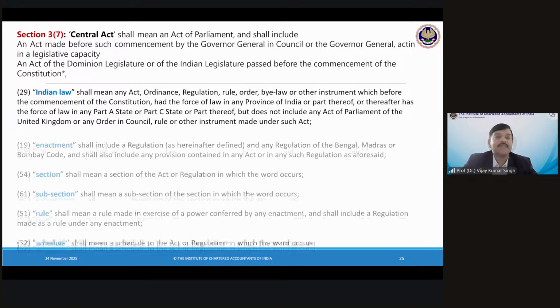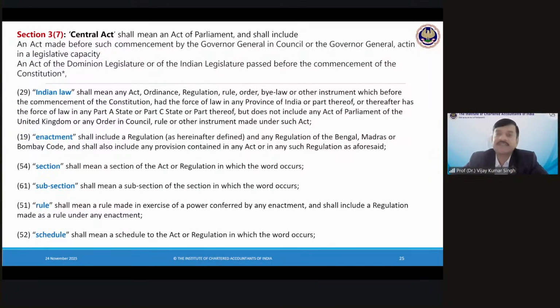Okay. Then there are other definitions, like for example, 319 defines enactment, and it says enactment shall include a regulation as hereinafter defined and the regulation of the Bengal, Madras, or Bombay Code, and shall also include any provision contained in any act in such regulation as aforesaid. Section shall mean section of the act or regulation in which the words occur. So here again, I will draw your attention to the term Act. Here A is capital, right? In our previous discussion, we have seen act, we were referring to action where a is small.